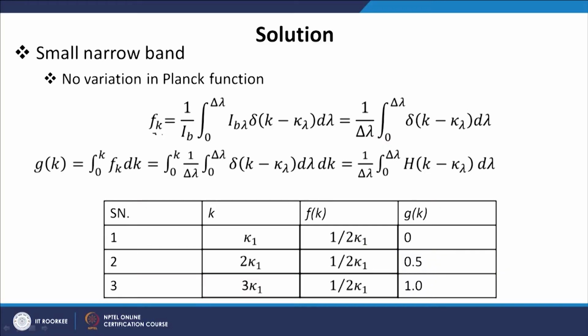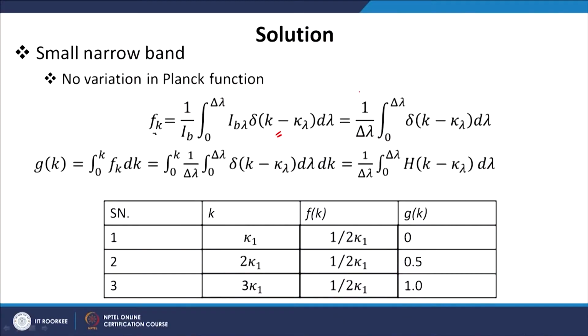We start with the definition of K distribution Fk. Fk, as I have already given you the formula, is given by 1 upon Ib times the integral from 0 to delta lambda of Ib lambda times the Dirac delta function delta of k minus kappa lambda d lambda. This is the definition of the K distribution. Now, we are dealing with only a narrow band, and over this narrow band the Planck function is not going to vary much. So, we can take it out of the integral, and our K distribution basically reduces to 1 upon delta lambda times the integral from 0 to delta lambda of delta of k minus kappa lambda d lambda. This is a simple integral.